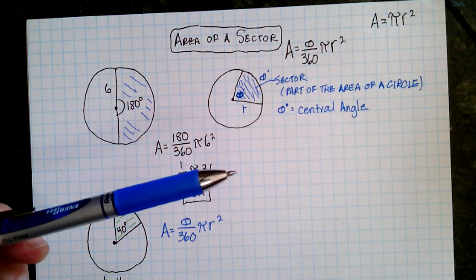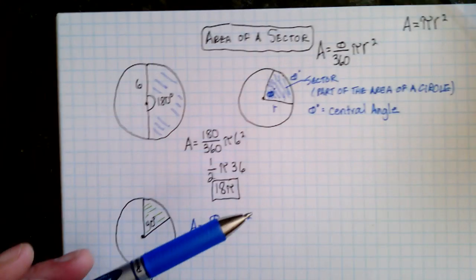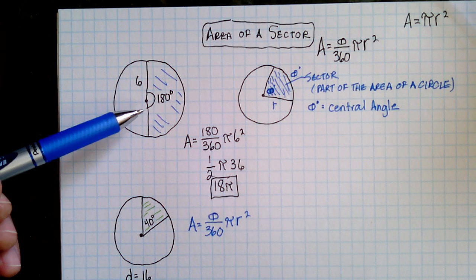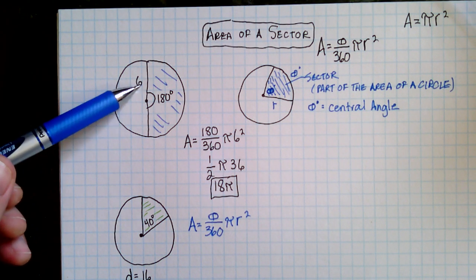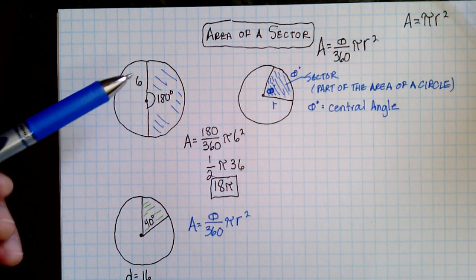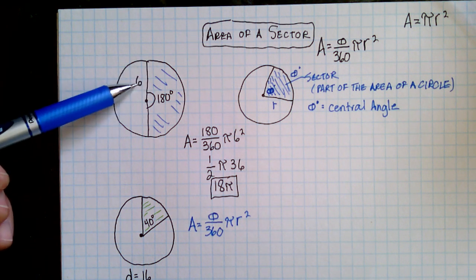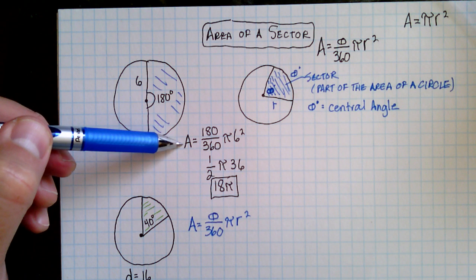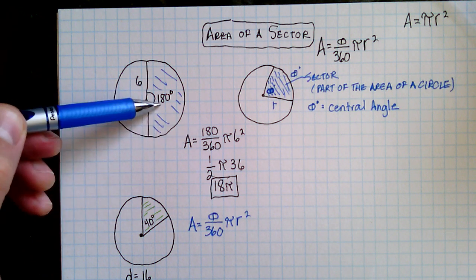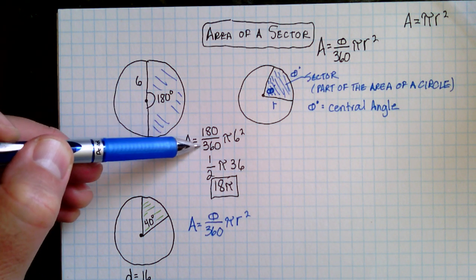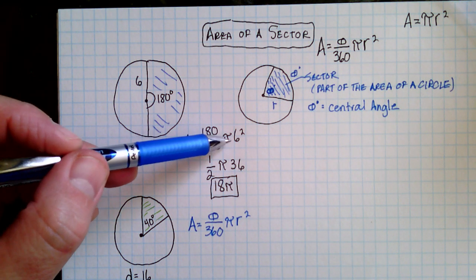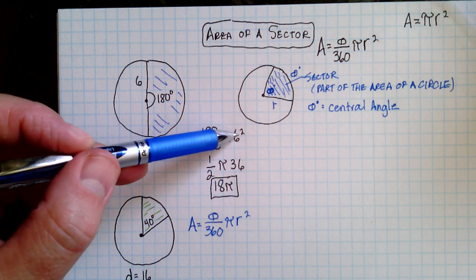So in this particular situation here, I started with a very easy example where I have a central angle of 180 degrees, radius of 6. I substitute the parameters or the variables into my formula. So the area is equal to the central angle, which in this case is 180, divided by 360, times pi as a constant, is always there, times the radius, 6, squared.